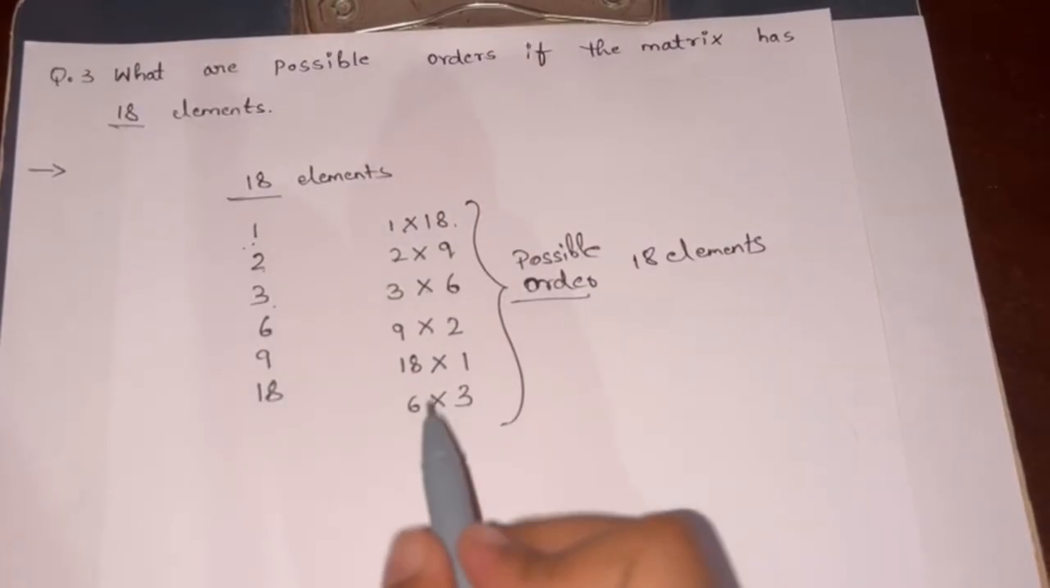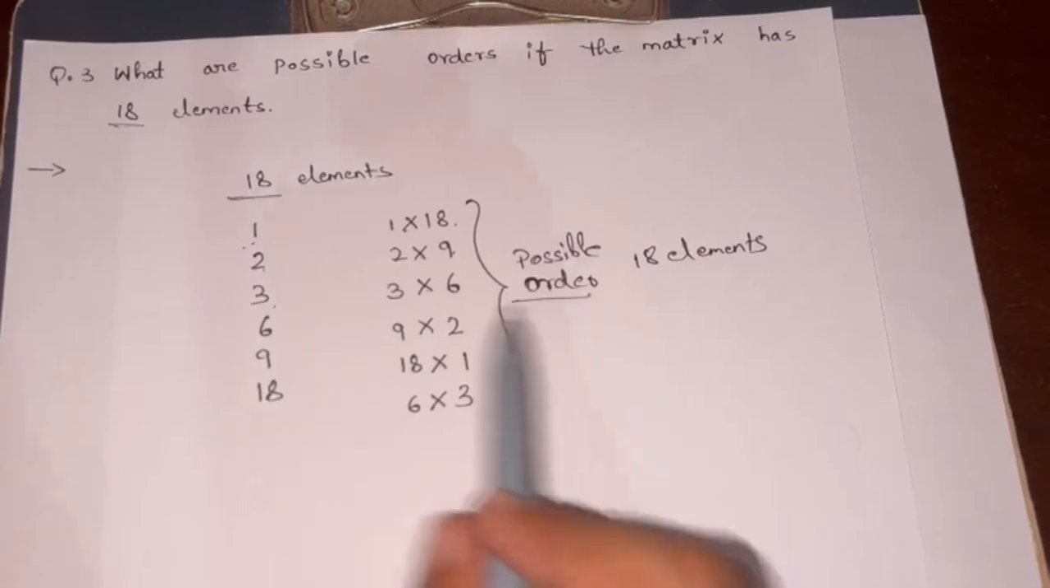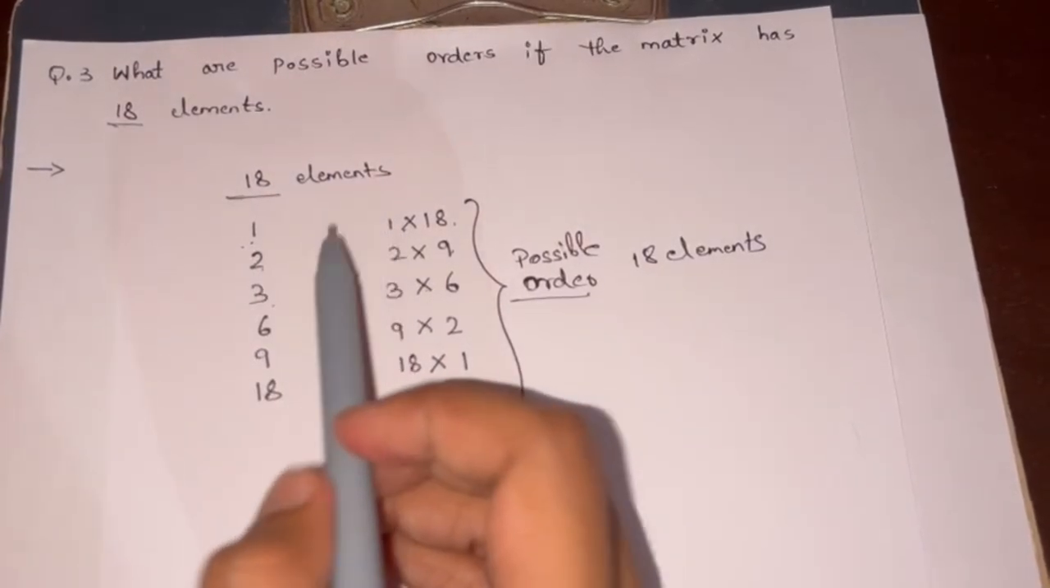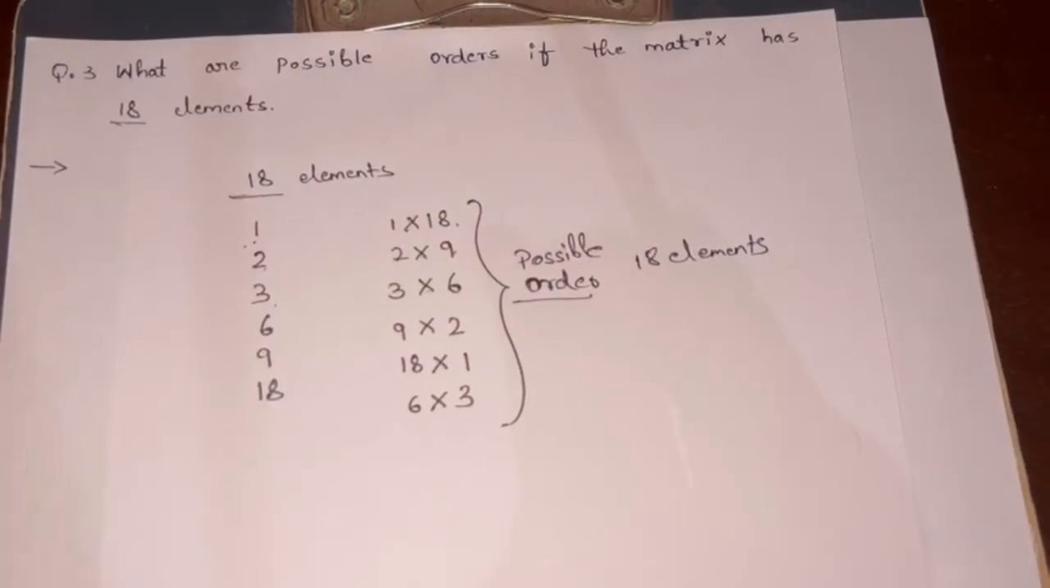So in this way, we can easily find the order of a matrix no matter how many elements are present in it. You just have to find the factors and write them down, and finally we get the answer for it. So I hope you guys are clear with this concept.